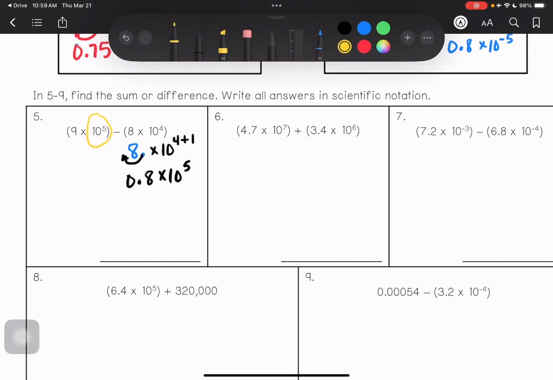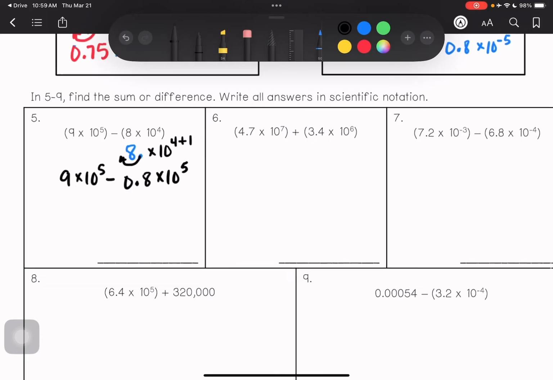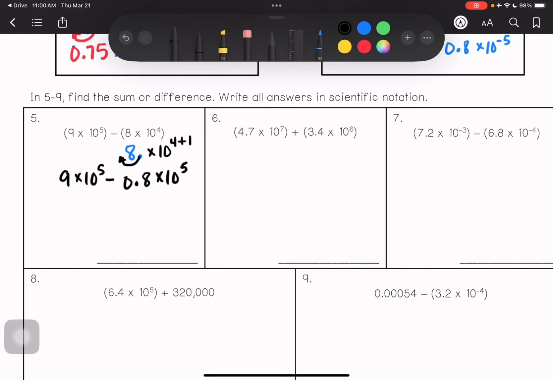Now they both have the same power of 10, so I can now subtract them. So now I have 9 times 10 to the 5th minus 8/10 times 10 to the 5th. So now all I do is subtract my 9.0 minus 8/10. They both are multiplied by 10 to the 5th.